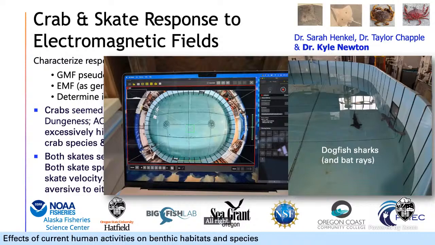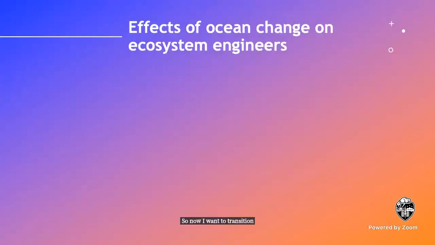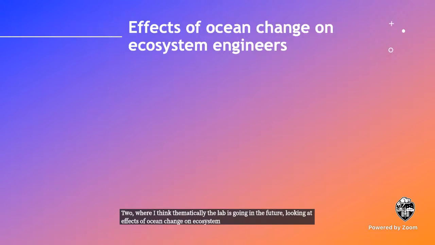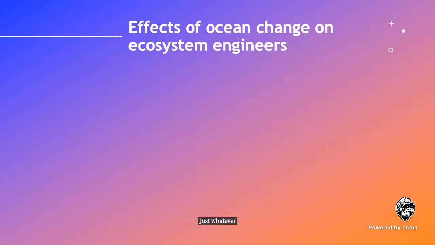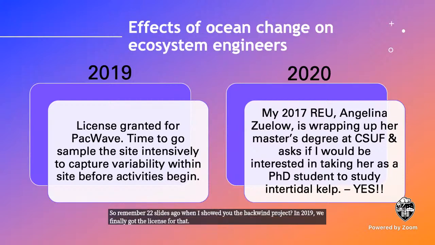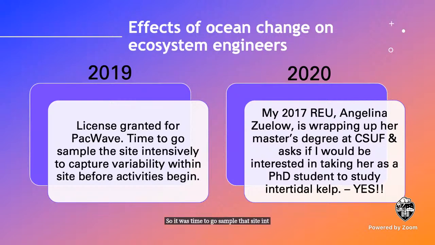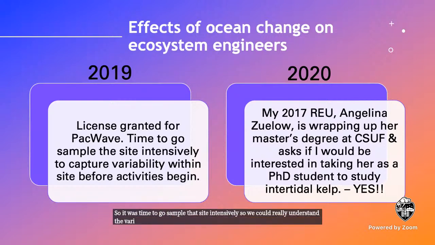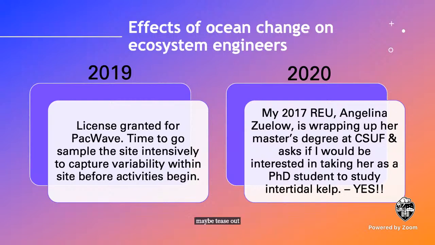All right. So now I want to transition to where I think thematically the lab is going in the future, looking at effects of ocean change on ecosystem engineers. Instead of just whatever species I happen to have opportunity to study, I'm really trying to focus in. And this was precipitated by two events. One, in 2019, so remember 22 slides ago when I showed you the PacWave project, in 2019 we finally got the license for that. So it was time to go sample that site intensively so we could really understand the variability within the site, so we could maybe tease out effects of a device deployment.